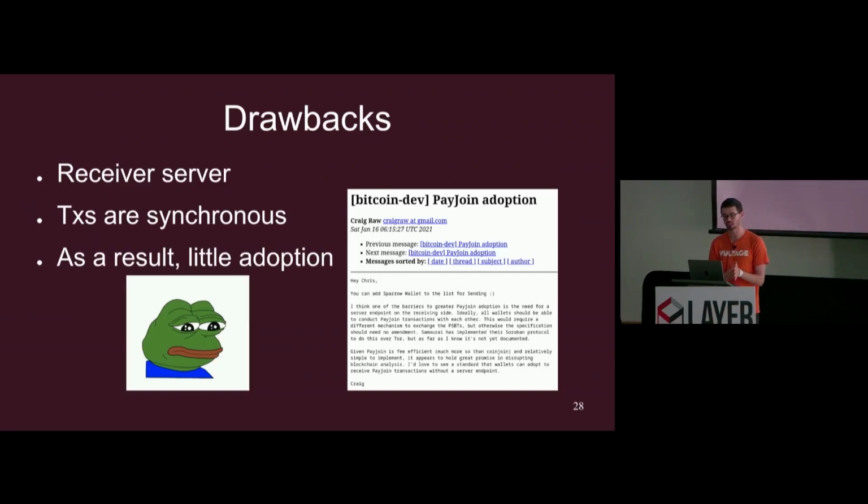And there's actually a really good message sent to the Bitcoin developer mailing list by Craig Raw, who is the lead developer behind Sparrow Wallet, which is a great wallet. It uses a lot of best practices, I would say, for creating Bitcoin transactions. And so he puts it perfectly. He says, I think one of the barriers to greater Payjoin adoption is the need for a server endpoint on the receiver side. Ideally, all wallets should be able to conduct Payjoin transactions with each other. This would require a different mechanism to exchange the PSBTs, but otherwise the specification should need no amendment, okay?